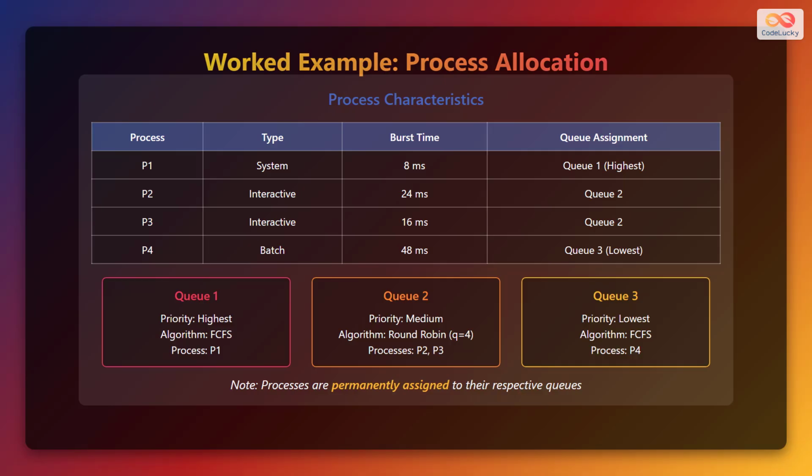Let's walk through a worked example to illustrate process allocation in multilevel queue scheduling. Here we have 4 processes with different types and burst times. Each process is assigned to a specific queue based on its type. Processes with shorter burst times and higher priority requirements get placed in higher priority queues. The processes are permanently assigned to their respective queues based on their characteristics.